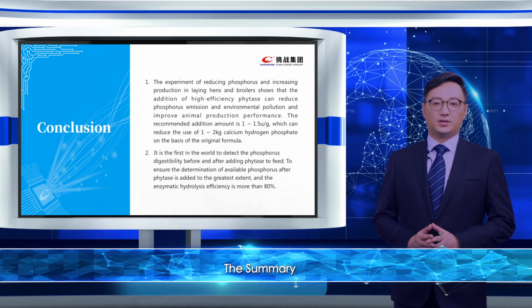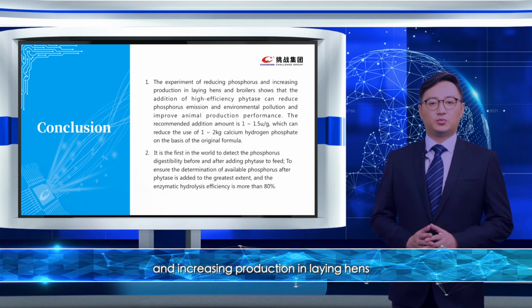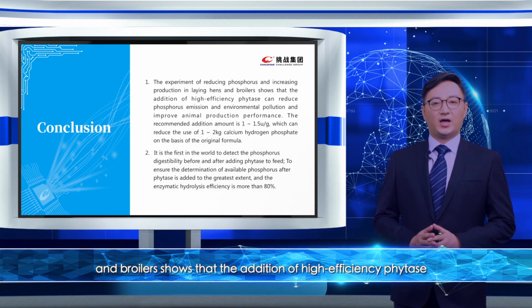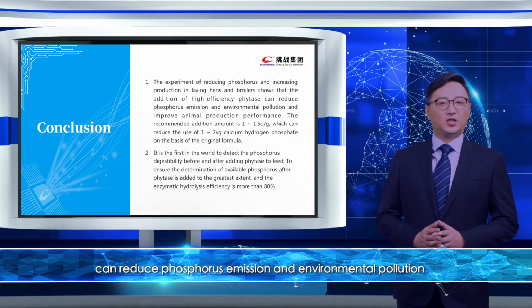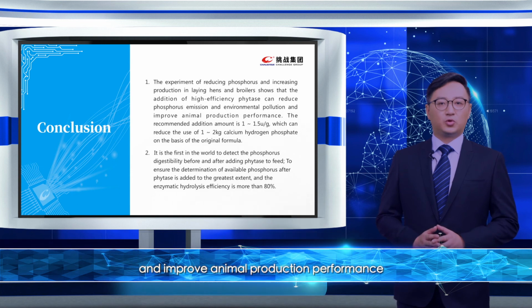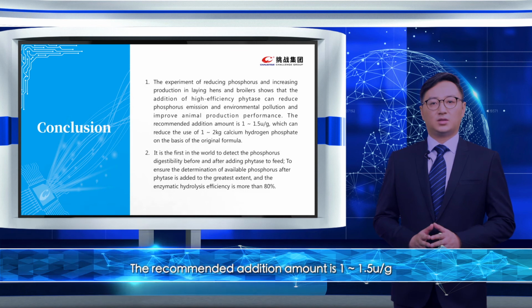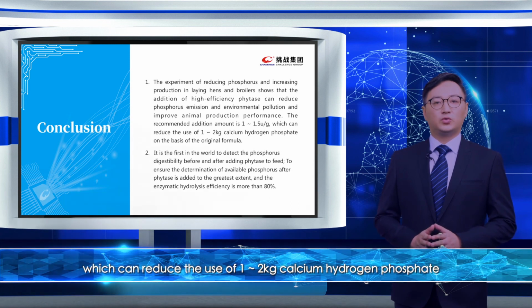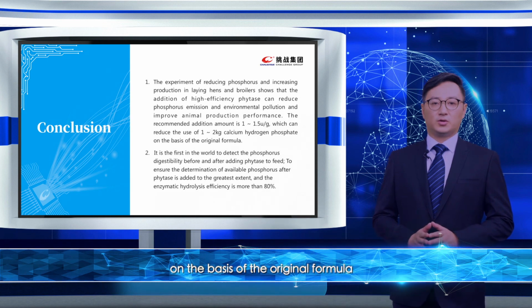The summary. The experiments of reducing phosphorus and increasing production in laying hens and broilers show that the addition of high-efficiency phytase can reduce phosphorus emission and environmental pollution and improve animal production performance. The recommended addition amount is 1 to 1.5 U per gram, which can reduce the use of 1 to 2 kg DCP on the basis of the original formula.